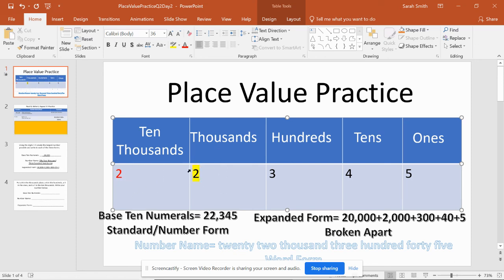So when we talk about the relationship between two digits that are the same and next to each other, that's what I'm speaking about there. So hopefully this video helps you out with your lessons today.